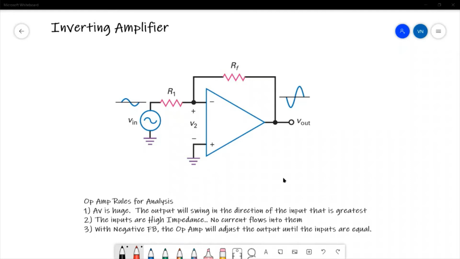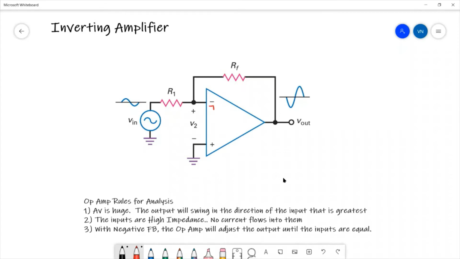Number two, the inputs of an op-amp are high impedance. No current flows into them. So that means the input of the op-amp is essentially an open circuit. And number three, with negative feedback, the op-amp will adjust the output until the inputs are equal. And by equal in this case, since this terminal is tied continuously to 0 volts, the op-amp will be stable when this input is also 0 volts.